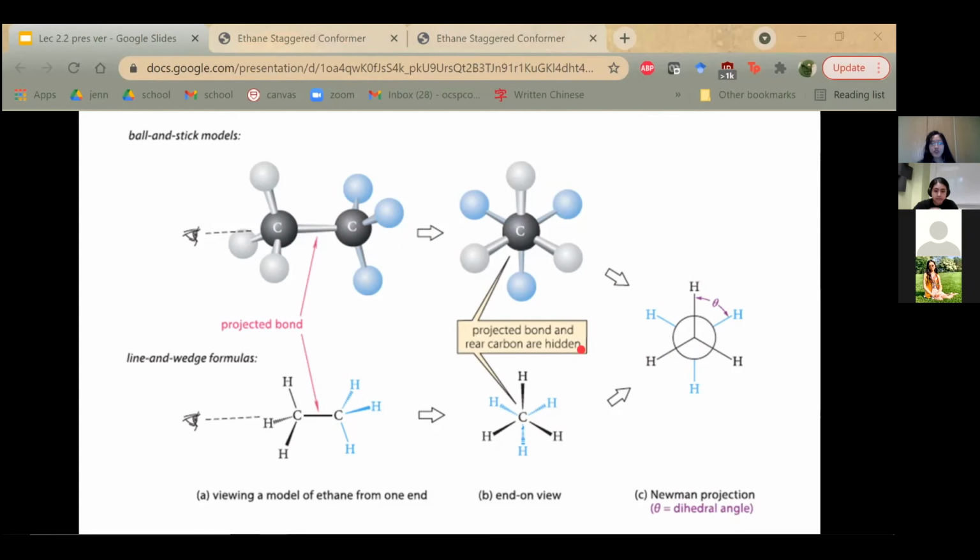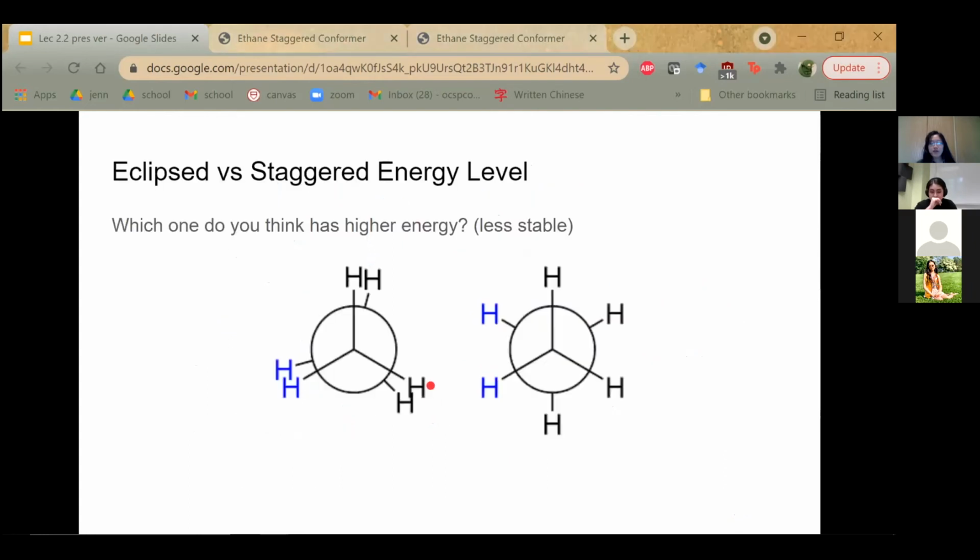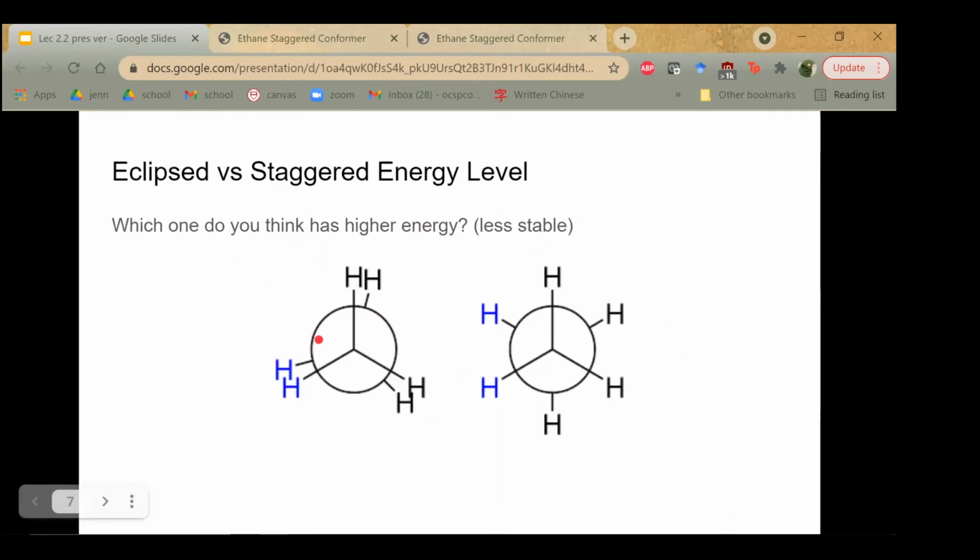So you might have a question. Why does this matter? Why do we even care? From these Newman projections, we can very clearly see the differences between this conformation and this conformation. By the way, I'm using conformation to indicate a different spatial arrangement of a single molecule. They're both ethane molecules, right? They're both 2 carbons, 6 hydrogens.